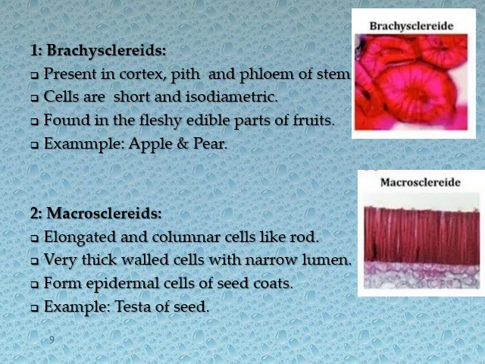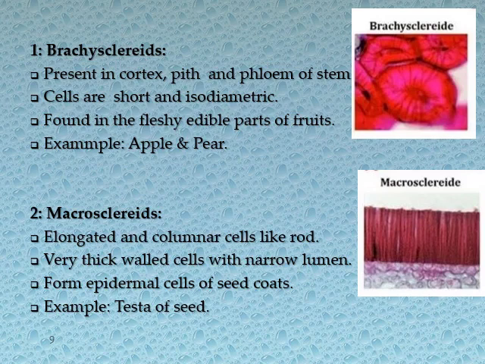So the first type of Sclereid is Brachysclereid. These Sclereids are present in the cortex, pith, and phloem of stem. These cells are very short and possess an isodiametric shape. Majorly it is found in the fleshy edible parts of fruits and in the pulp of fruits. And the example of Brachysclereid is the edible part of apple and pear.